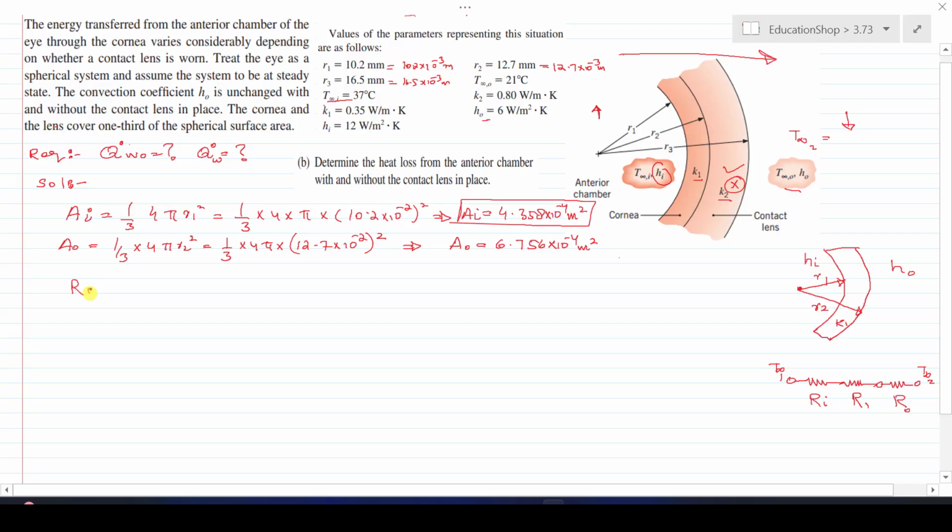Now the Ri value is equal to 1 divided by Hi Ai, that is equal to 1 divided by what is the Hi value, that is 12. Ai value is 4.358 multiplied by 10 to the power minus 4. Let's solve this on calculators and you will get the Ri value, that is 191.22 Kelvin per watt.